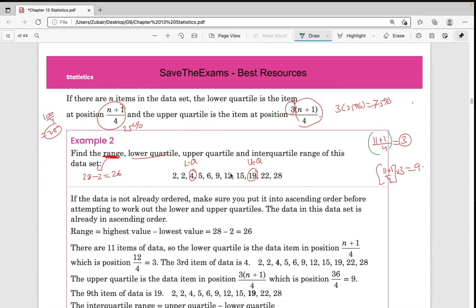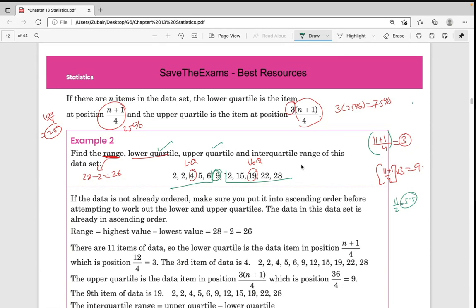Now, obviously, the middle number is going to be, these were 11, so 11 by 2 is 5.5, which actually shows that this is the sixth number. One, two, three, four, five. So five numbers on this side and five numbers on the other side. So this is clearly the median. We were asked lower quartile, upper quartile, and interquartile range. Sorry, median is not asked. But if they do, 9 is the median.